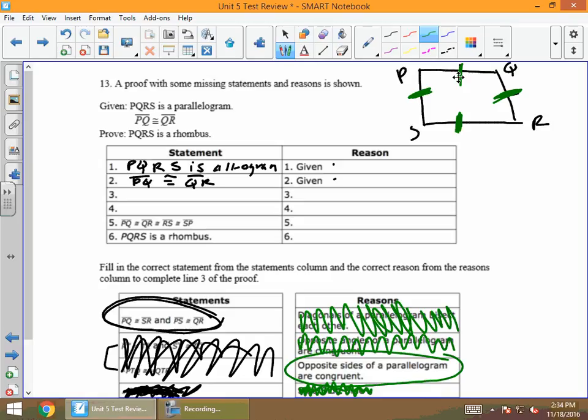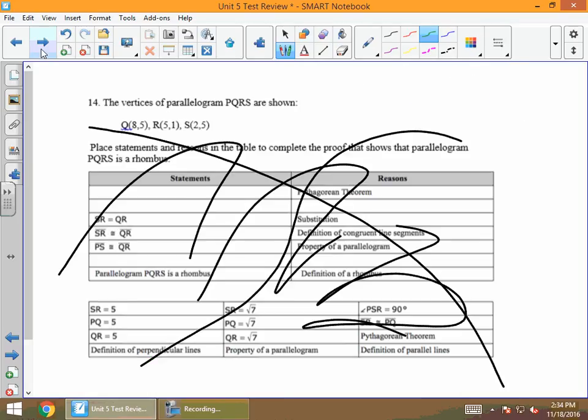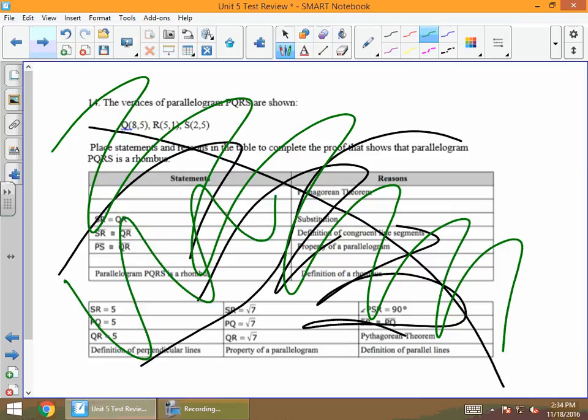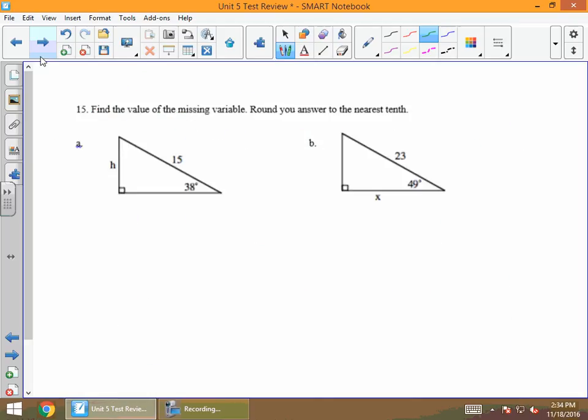There you go. Again, make sure you cross out 14. Don't do 14. That's for next unit. It snuck its way in there. And then the back problems, those are problems from Unit 4, which you can go back and do on your own.